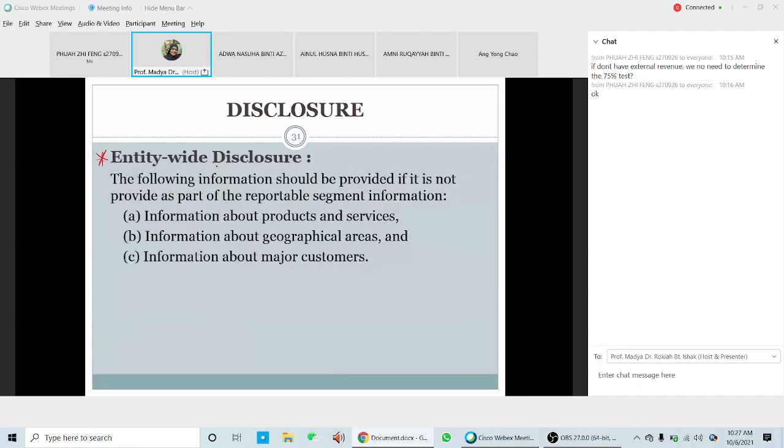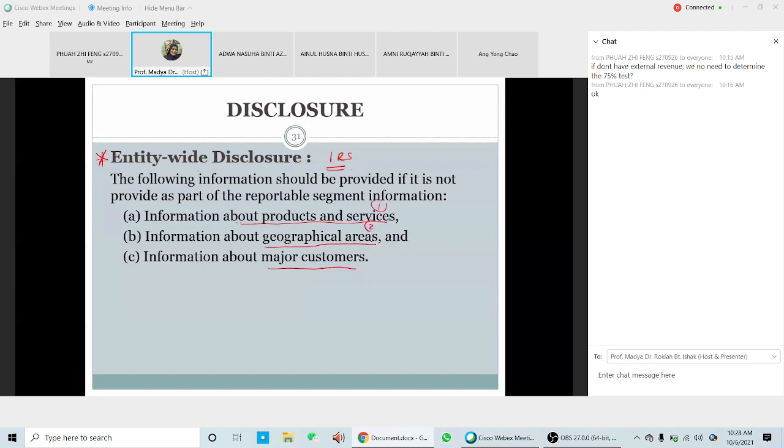Entity-wide disclosure. Entity-wide disclosure here means that this entity does not have segments. It only has one segment, only one reportable segment. Once they only have one reportable segment, they need to disclose information about the product and service, information about the geographical area, and also information about the major customer. So product and service, geographical, and then major customer.